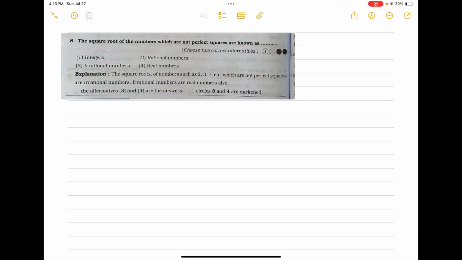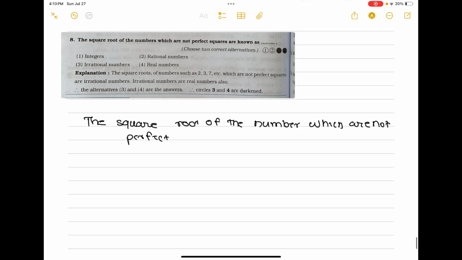Okay. Question 8. The square root of a number which is not a perfect square is known as: option 1 integers, option 2 rational number, option 3 irrational number, option 4 real number. Actually, the square root of a number which is not a perfect square is known as an irrational number.